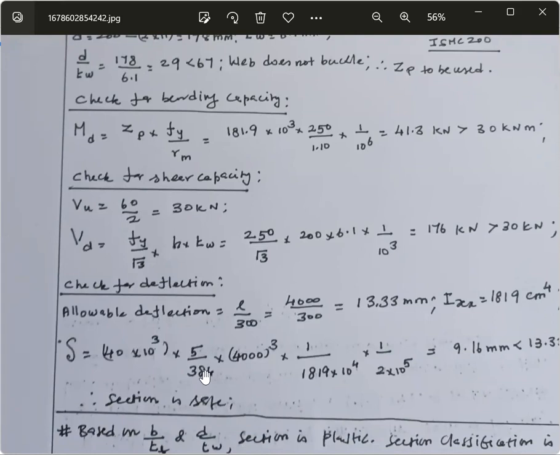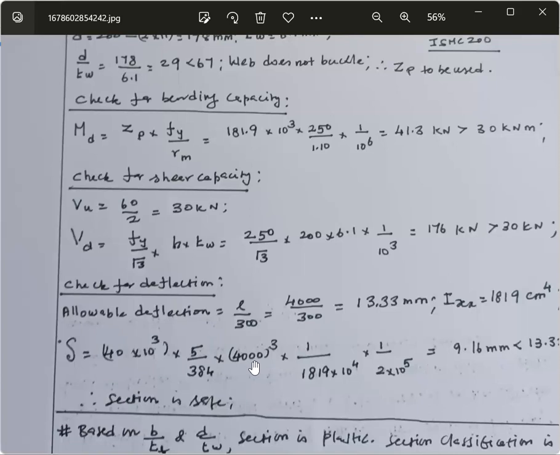W is the total load in service condition. That means 40 kilonewton, and not factored load. For deflection check, you have to consider only the service load, not factored load. 40 kilonewton, get it in Newton, multiply this by 10 power 3. Total load in Newton, 5 by 384 into L cubed. It is not L power 4.